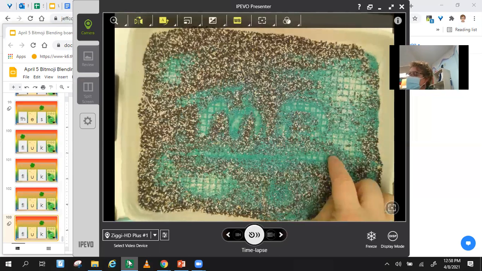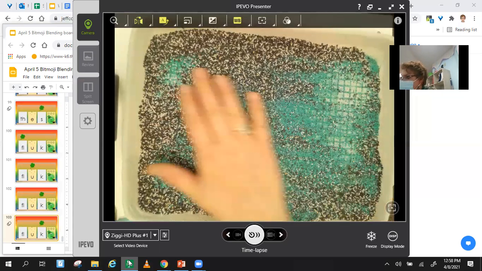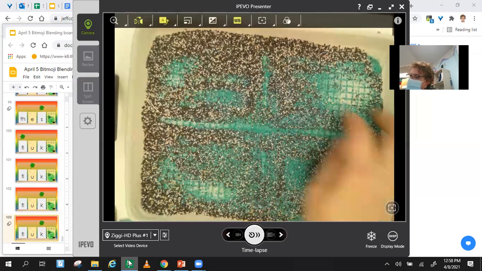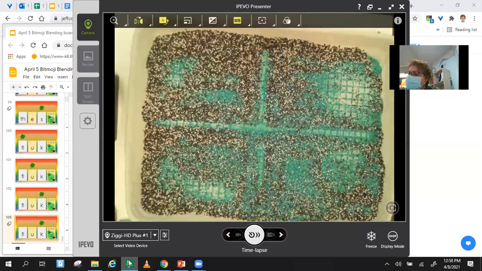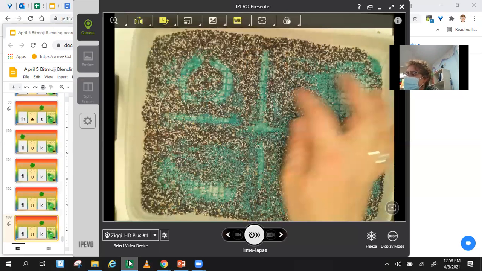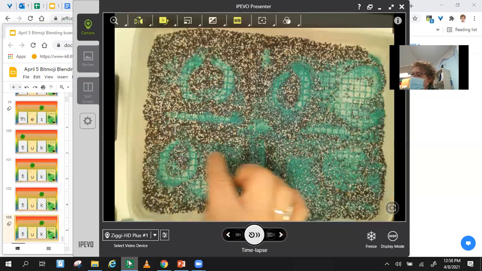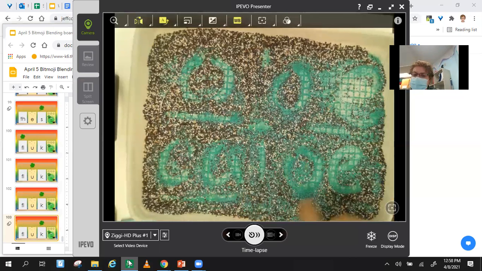Is your P below the line? All right, here we go. Four sections. O. O says O. O consonant E says O. O A says O. O E says O.